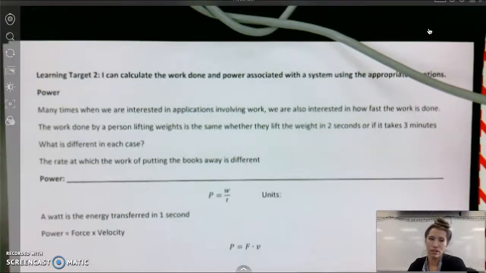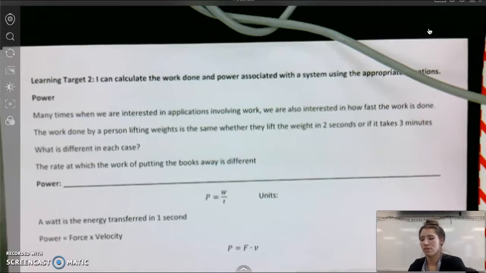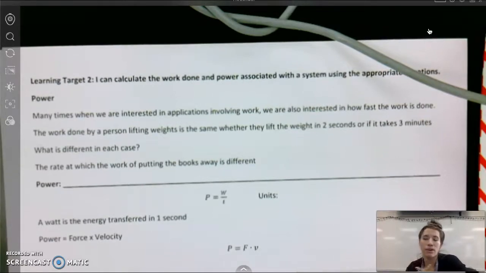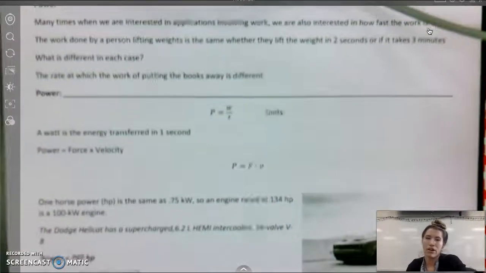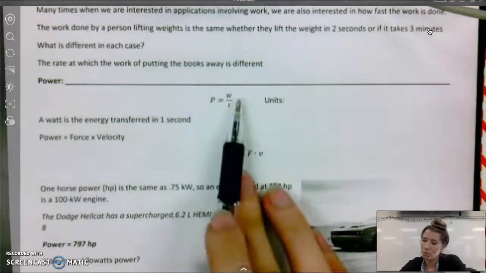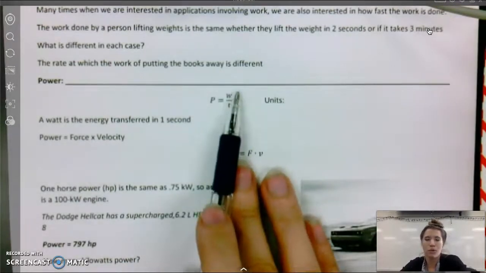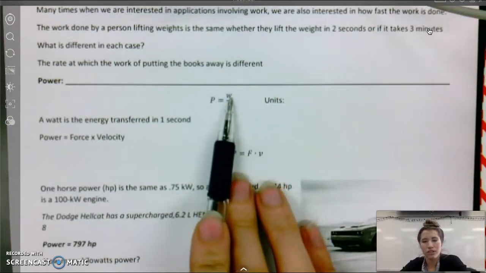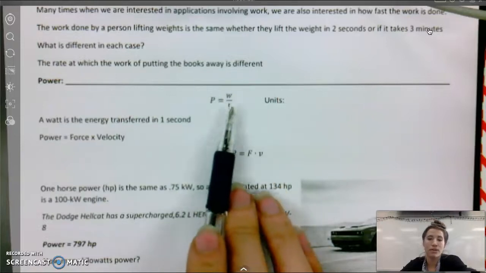On to learning target number 2. Last time we talked about work for learning target number 1. Now we're going to talk about power for learning target number 2. Our equation for power is work over time: how much work, how much change in energy is happening over a given amount of time.